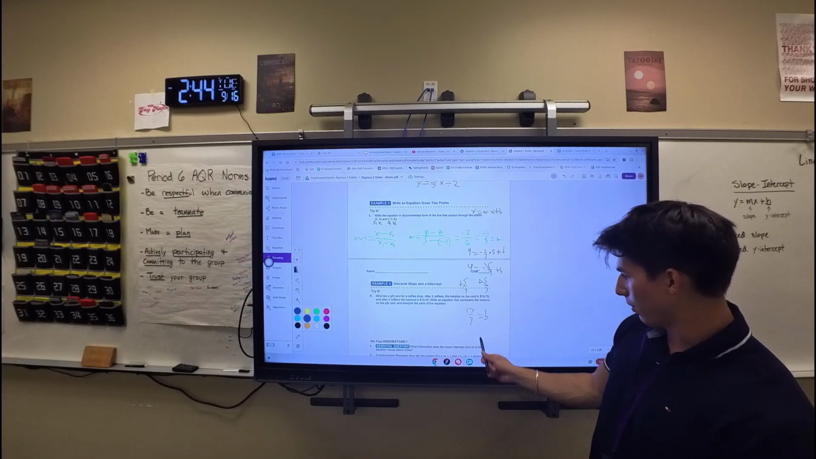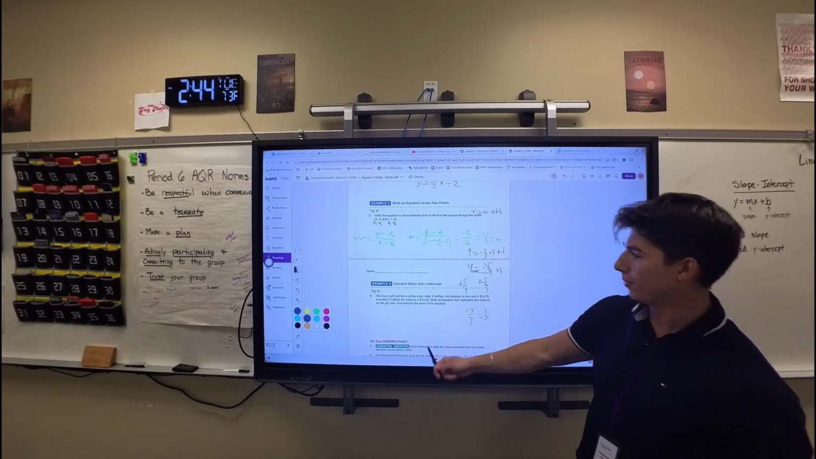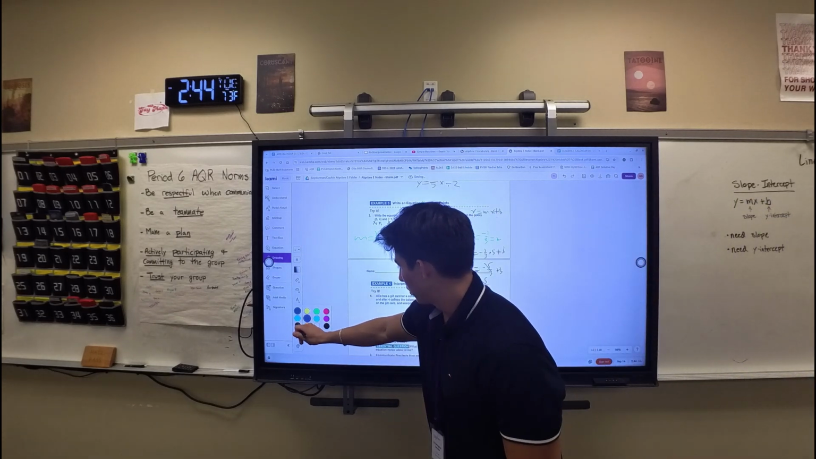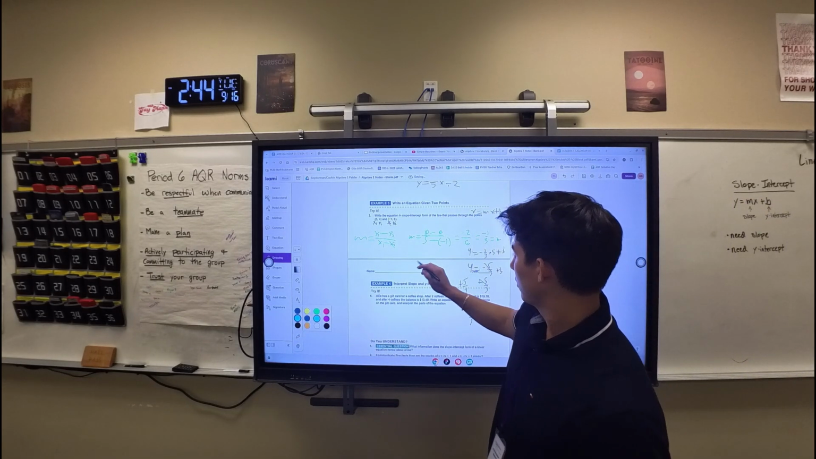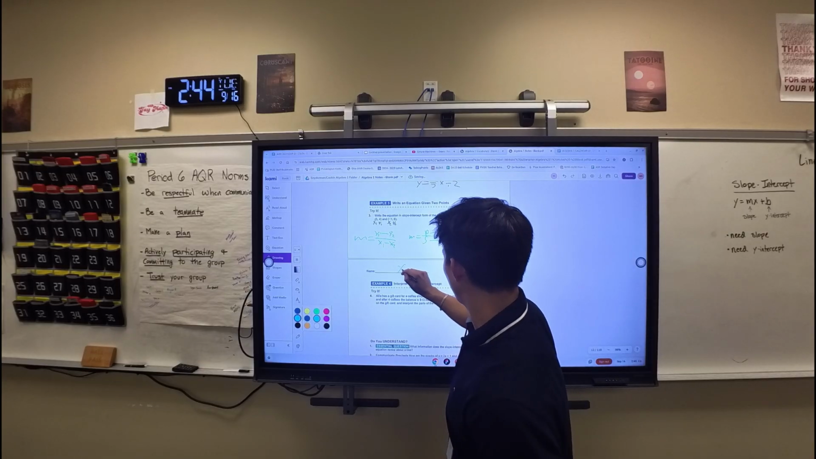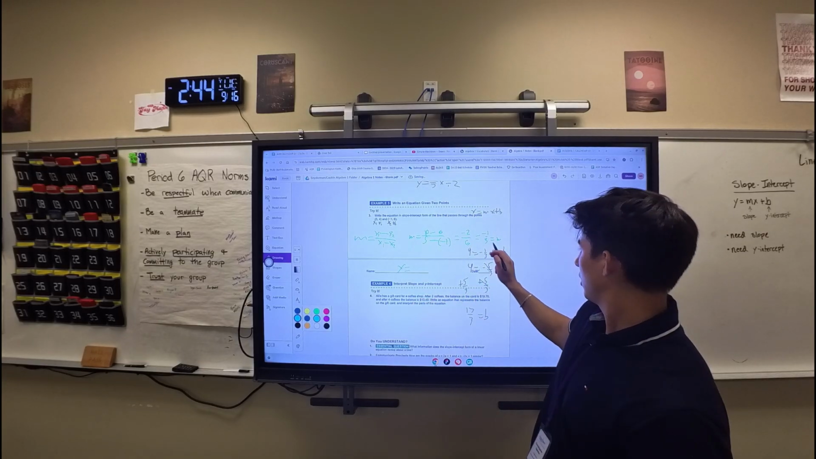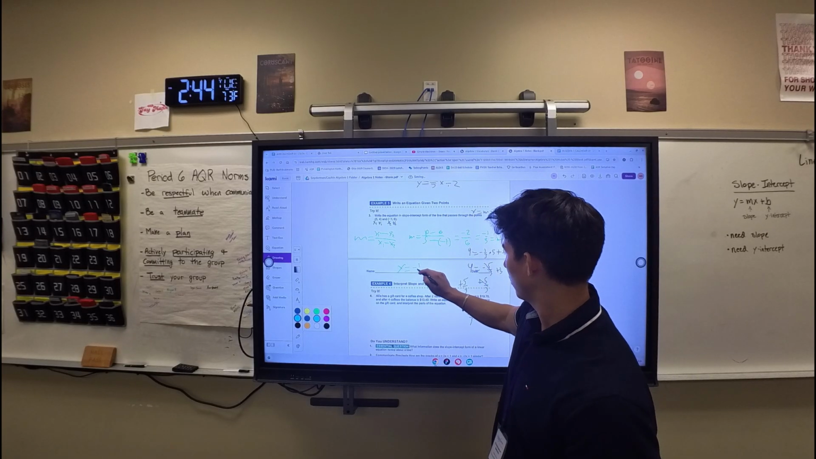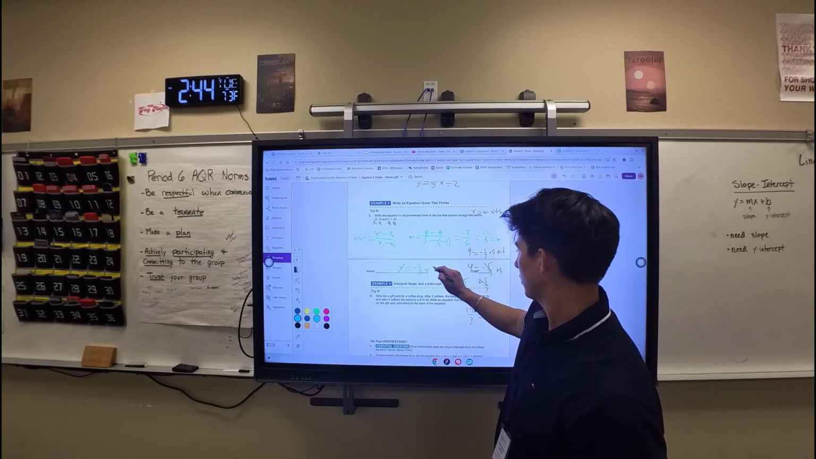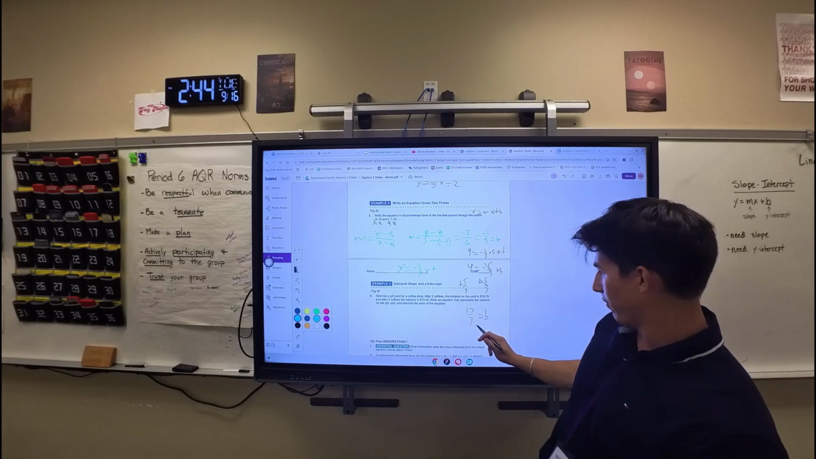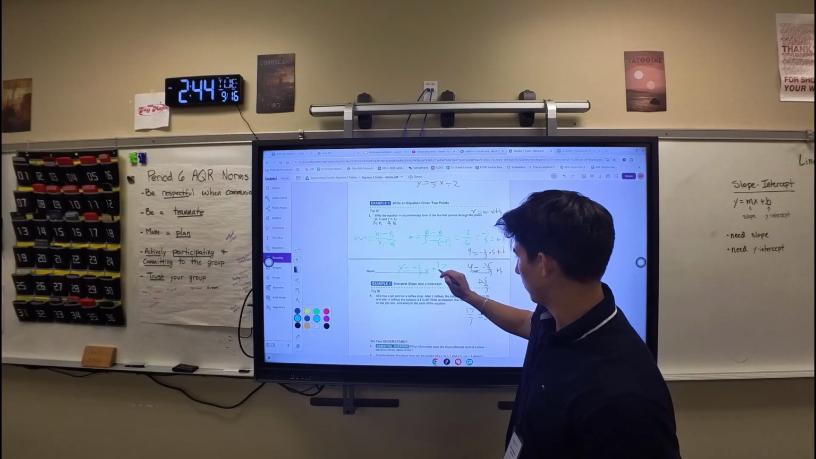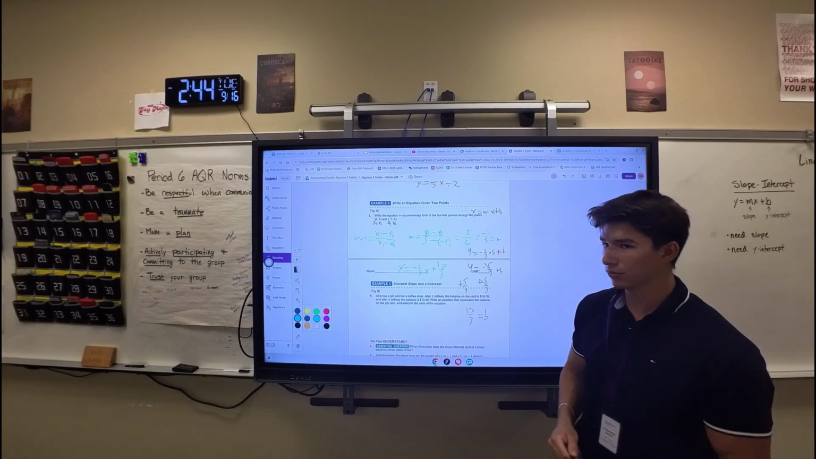Okay, and so now we have b, we have m, and so our answer is just y equals negative 1/3 x plus our b value of 17/3. And that's it.